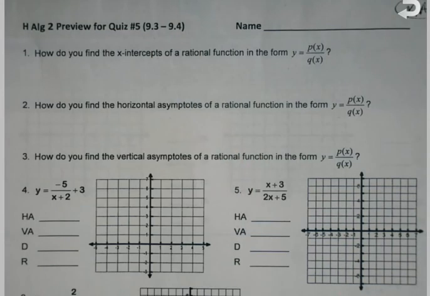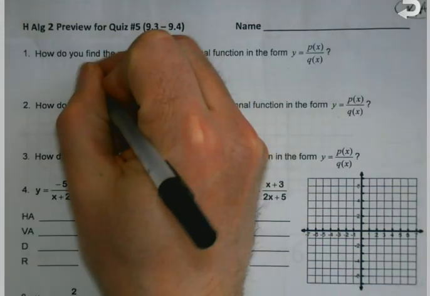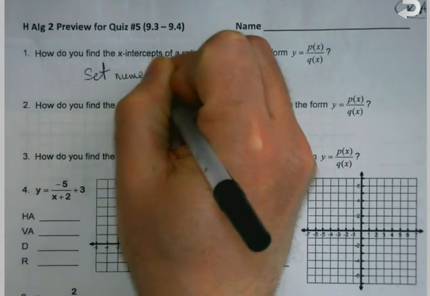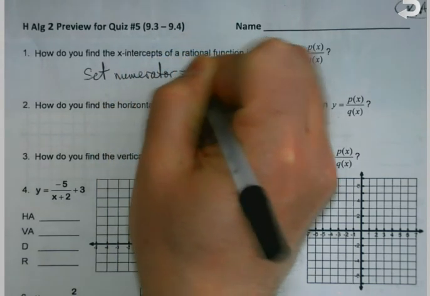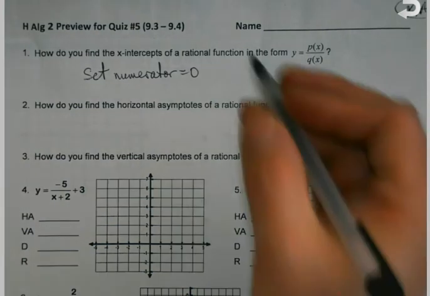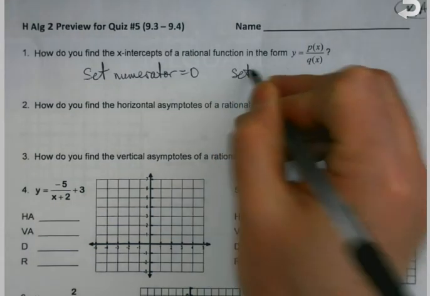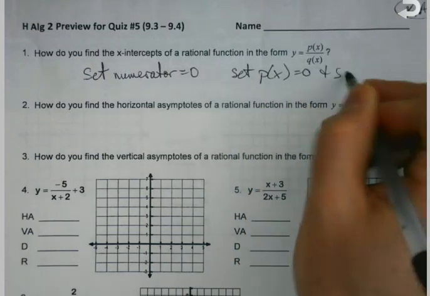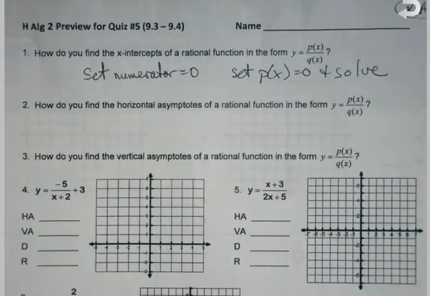You can write it one of a couple of different ways. You can either say, well, I'm going to take the numerator and I'm going to set it equal to 0, and I'd figure out whatever values that has. That would be my x-intercepts. Or you could say, since it's written that way, set p of x equal to 0 and solve. Either one of those is legit.